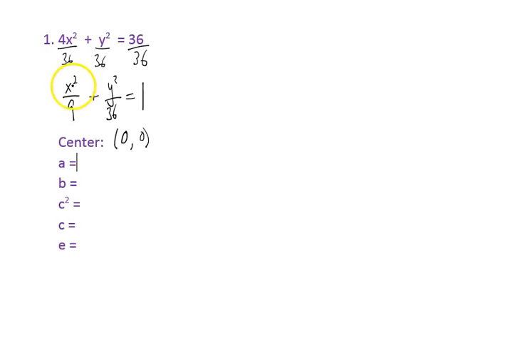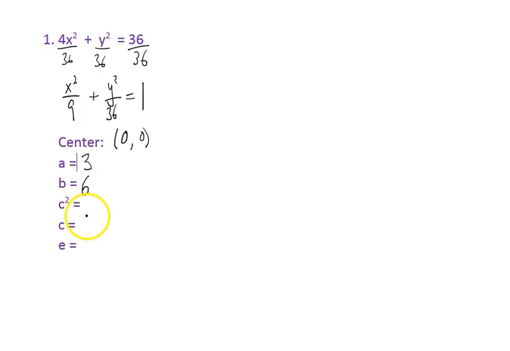Then I look under my x squared to find my a. It is the square root of this number. So sometimes it's a pretty number, like in this case, the square root of 9 is 3. We know that. So a is 3. B is under y, and so b squared is 36, so b would be 6. You take the square roots of those numbers to get a and b.